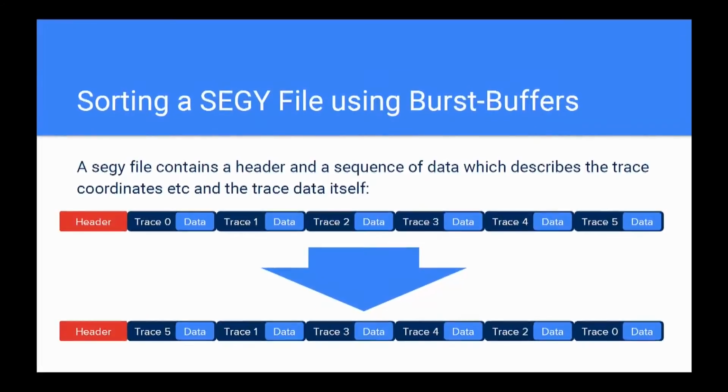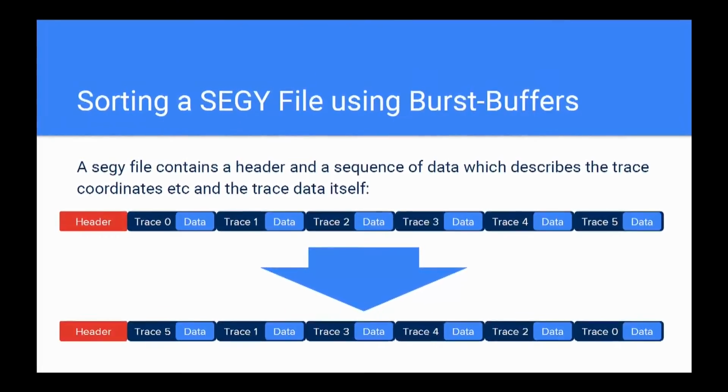So I'm just going to dive straight into an example now. It's a very simple example of sorting a SegWi file, also using burst buffers to show the application of the library. It's a simple-to-use library, but it also can exploit new hardware like burst buffers.